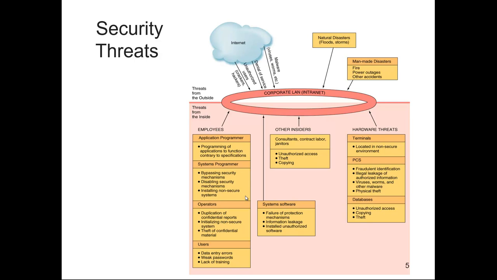While internal threats can be identified as, or can be a result of, employees' practice and errors, system failures of protection or information leakage, or installing unauthorized software. Could be hardware threats such as theft and unauthorized access, and could be other internal threats from consulting or contracting jobs. If you have a contractor coming to your company and they might have access to the system, that contractor could be a threat to the organization.